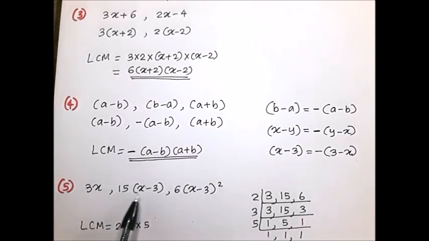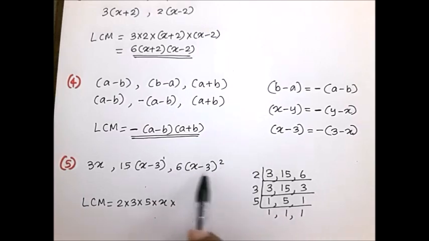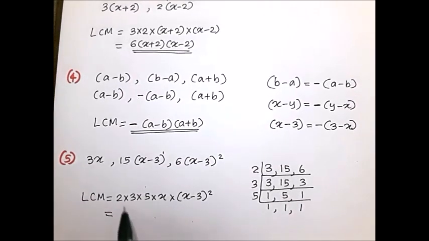Now select each and every different algebraic term. Here x minus 3 to the power 1. Here x minus 3 to the power 2. First select x. Then select the highest power of x minus 3, x minus 3 to the power 2. Answer is 2 multiplied by 3, 6, multiplied by 5, 30 x times x minus 3 to the power 2. This is the answer.